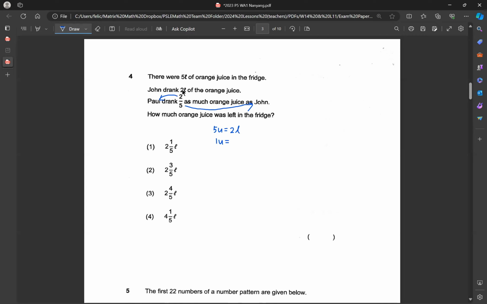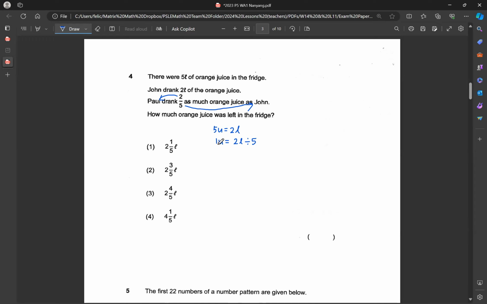To find 1 unit, it's not 5 divided by 2. In fact, it will be 2 liters divided by 5. It's the left side. One quick way to help you understand this is 5 divided by 5 gives you 1. So the right hand side must do the same, must also divide the 2 by 5. So 2 liters divided by 5. We do not need to change to milliliters. Please leave it as liters, as you notice that all the options here are shown in liters.